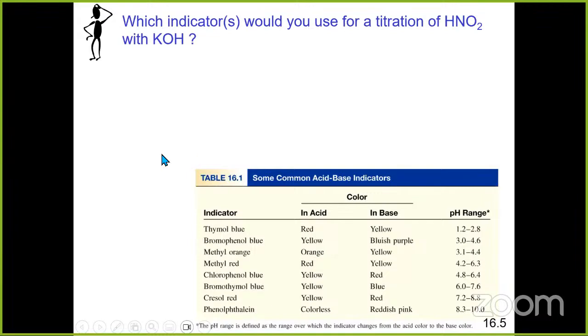So here's a question that is being asked. It says, which indicators would you use for the titration of nitrous acid with potassium hydroxide? And it gives you these indicators and their pH ranges. So the first thing you have to ask yourself is what type of acid and what type of base we're dealing with here. Is it a strong acid or a weak acid? Nitrous acid is a weak acid.